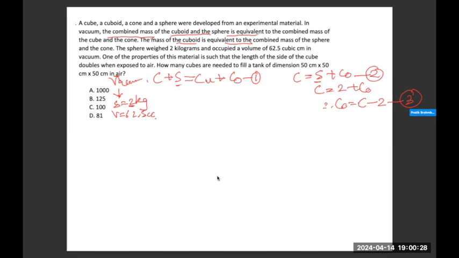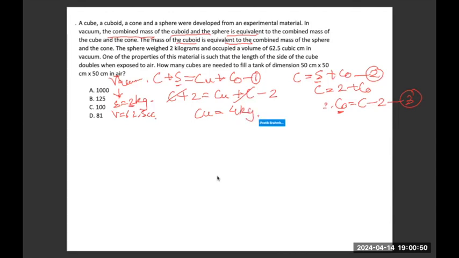Now I'll replace the sphere ka mass and this formula of cone wala in equation 1, which will be cuboid plus 2 is equal to cube mass plus cuboid minus 2. Here cuboid and cuboid, cuboid ka mass will be cancelled. The mass of cube will be 4 kgs.